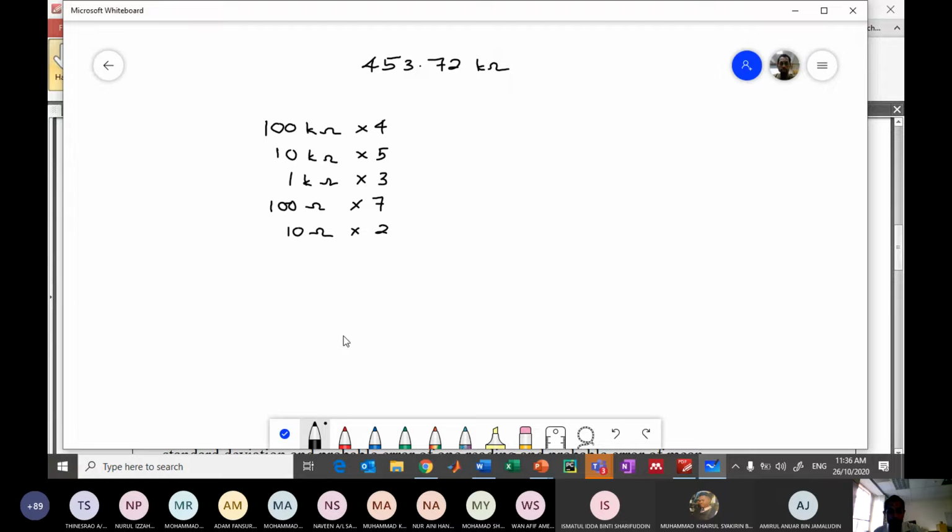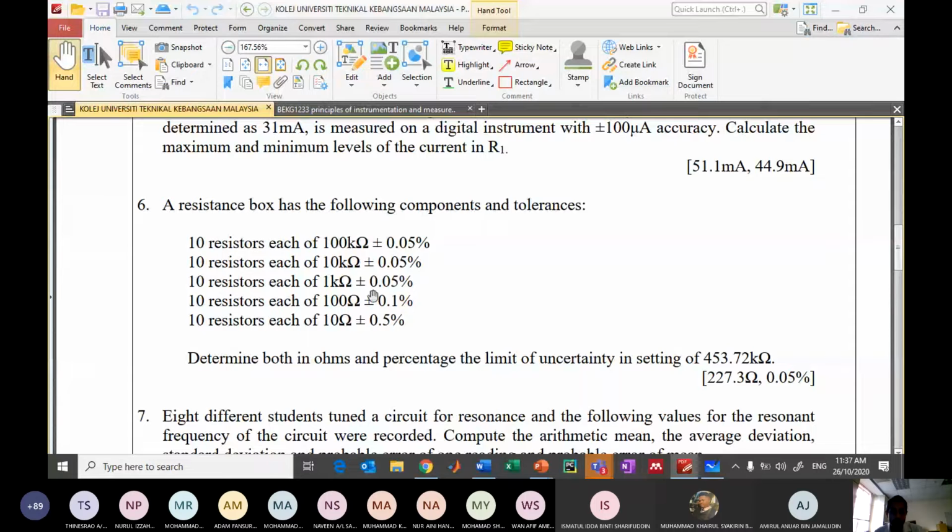So here we are going to get 400 kilo ohms. Here we are going to get 50 kilo ohms. Here we are going to get 3 kilo ohms. Here we are going to get 700 ohms, so 700 ohms is equal to 0.7 kilo ohms. And here we get 20 ohms, so 20 ohms is equal to 0.02 kilo ohms. Next we need to multiply all these values with the corresponding error. Here we have 0.05 for the first 3, and then we have 0.1 and then 0.5. That is the percentage error of each resistor.